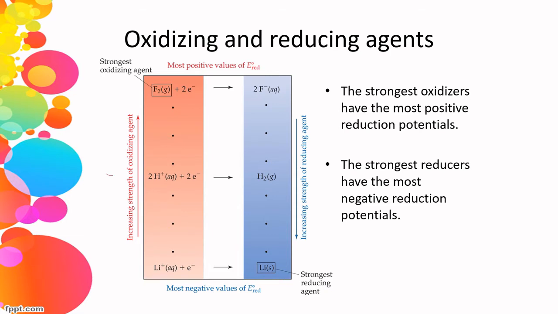If you look at this diagram, this is a standard electrode potential table. The one with the most positive value, which is the fluorine gas here, represents the strongest oxidizing agent, so it has the most positive reduction potential. And the bottom one, which is the lithium solid, is the strongest reducing agent, and it has the most negative reduction potential.